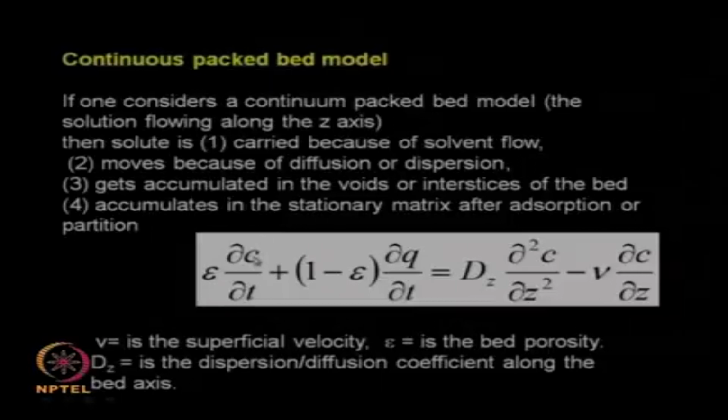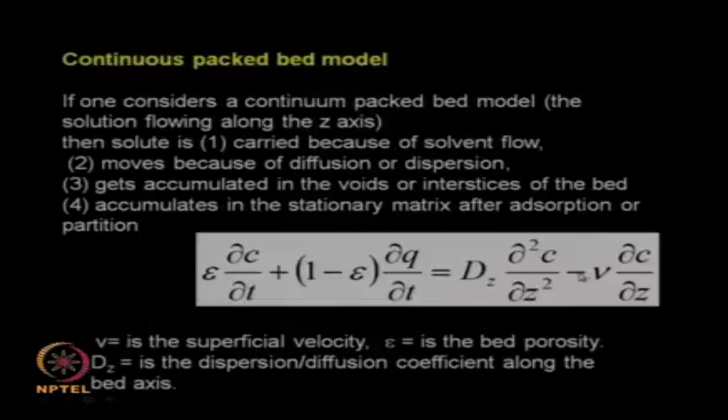Now C is the concentration of the solute in the mobile phase, whereas Q is the concentration of the solute in the adsorbed or in the stationary phase, okay. Now epsilon is the voidage, that is voids, and 1 minus epsilon is obviously the amount of solids present, okay. So there has to be a relationship between C and Q, and that relationship may depend based on the type of mechanism that is operating, okay. You can have different types of mechanism which will determine what will be the relationship between C and Q, okay. So you need to have a very simple mechanism, then you will be able to solve this equation analytically, otherwise we may have to solve numerically.